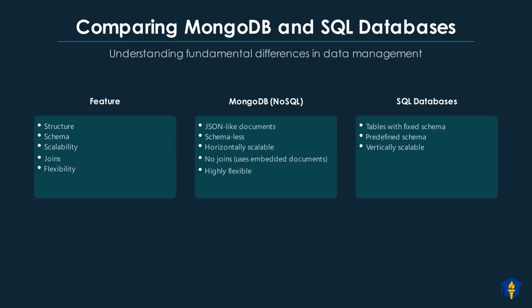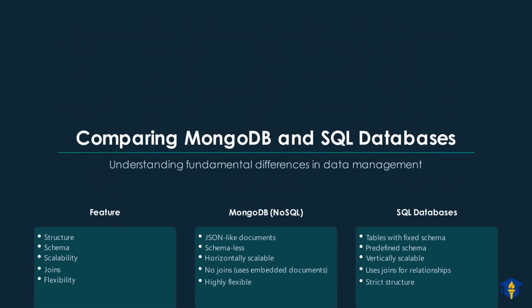SQL databases are generally vertically scalable, often requiring more powerful single servers. They rely heavily on joins to establish and query relationships between different tables. Due to their table and schema definitions, SQL databases enforce a strict data structure.